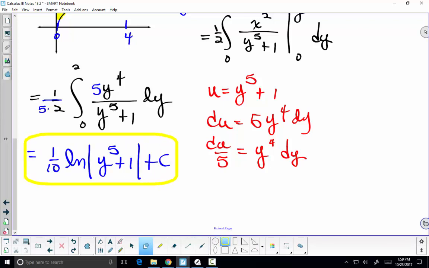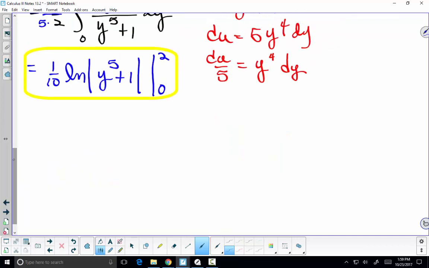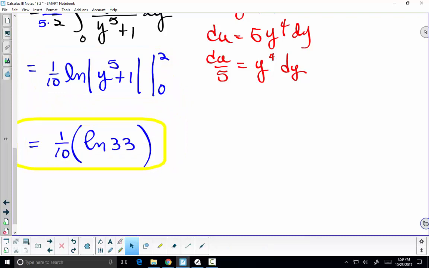Why is there a plus c there? Because that's the antiderivative without using the limits. Okay. But if we want to use the limits like we should, because we like to follow the rules, 0 to 2. Yeah, thank you for noticing that. So 1/10 natural log of 33 minus the natural log of 1, which is 0. So that should be our final answer for the definite integral.